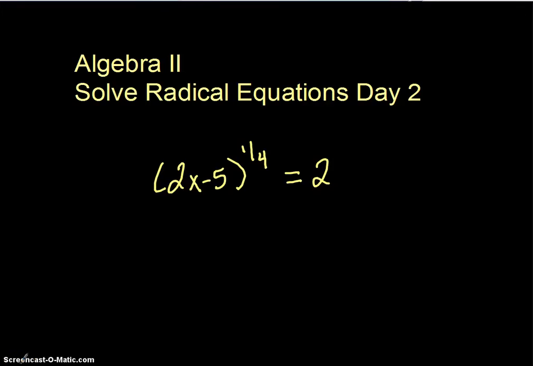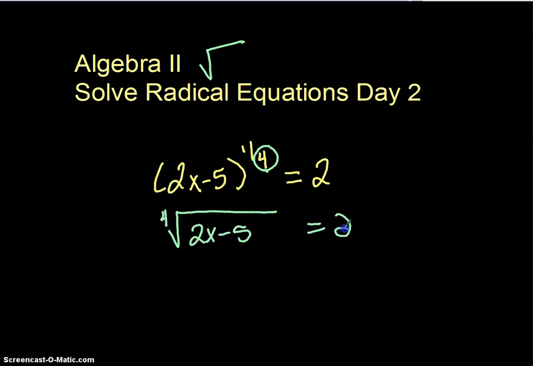This is for Algebra 2. This is solving radical equations day 2. Remember, a radical is usually a square root or some kind of root. Quick refresher, if you have something to a fraction power, that is a root, and the bottom of the fraction, the denominator, is what root we're talking about. So for this problem, it would actually be the fourth root of 2x minus 5 equals 2.